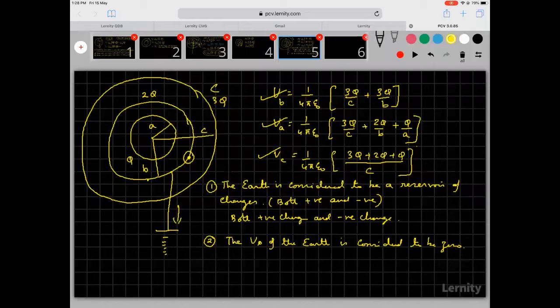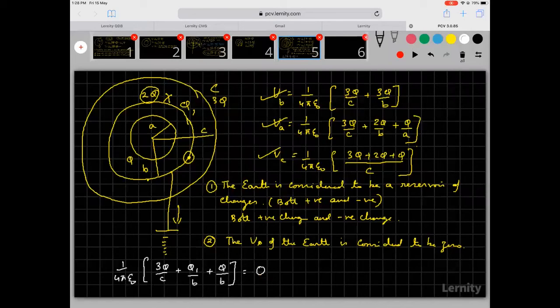So the moment charge flows, this 2q is no more there. So suppose the charge is some q1. I will have to change color now. I will have 1 by 4 pi epsilon naught, 3q by c plus q1 by b plus q by b is equal to 0.